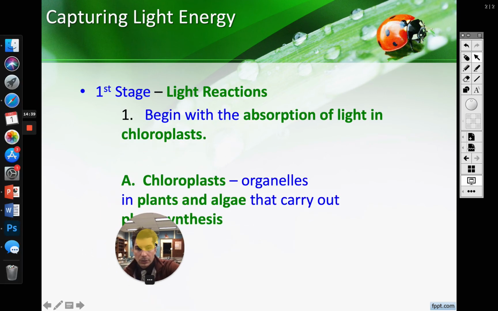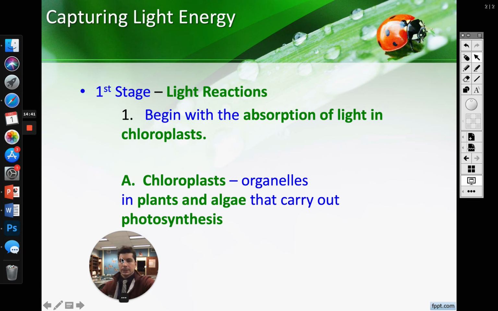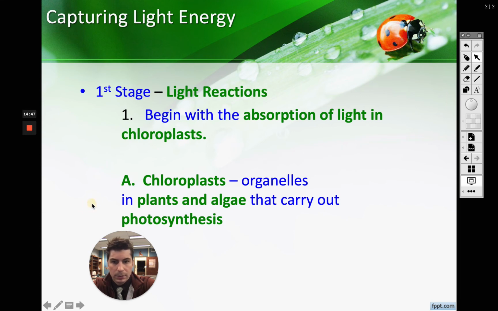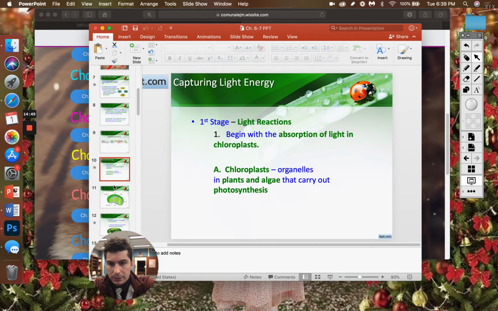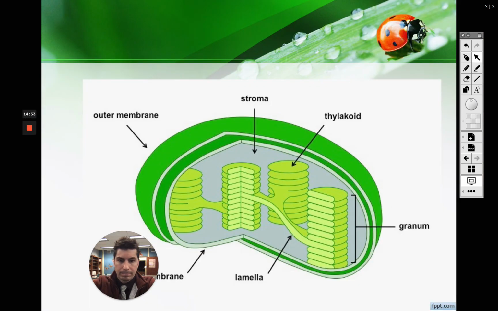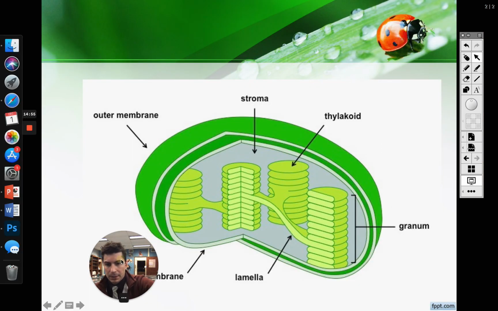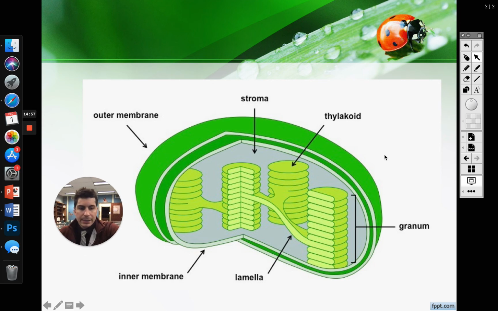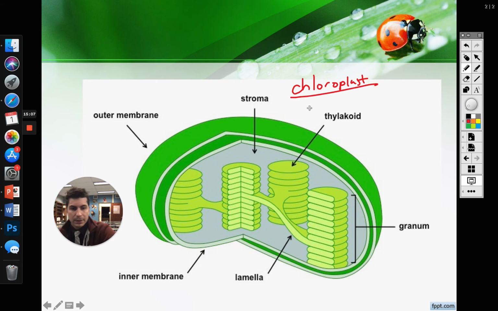Okay, so what I'm going to do here, guys, instead of starting our light reactions, because I'm going to draw the light reactions out for us, let me go to this slide instead. This is a chloroplast, so it's going to be in our plant cells. This is a chloroplast. Okay.